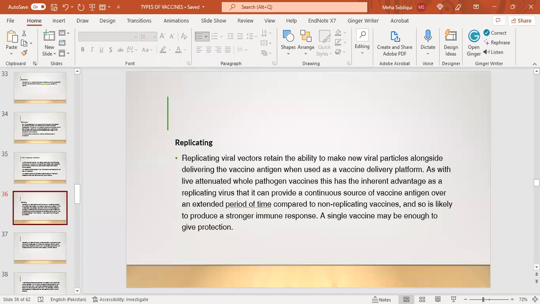In replicating, viral vectors retain the ability to make new viral particles alongside delivering the vaccine antigen when used as a vaccine delivery platform. As with live whole pathogen vaccines, this has the inherent advantage that, as a replicating virus, it can provide a continuous source of vaccine antigen over an extended period of time compared to non-replicating vaccines and is likely to produce a stronger immune response. A single vaccine may be enough to give protection.